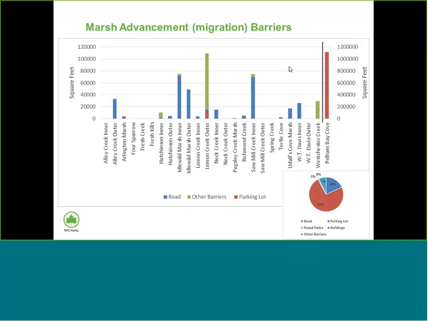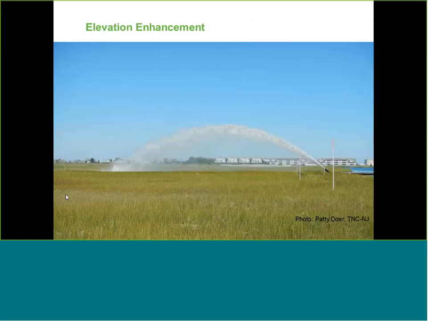Again, looking across the city, seeing the different types of flooded barriers. It is mostly roads as well as parking lots, and it's a little skewed because of the site in the Bronx, where it is immediately adjacent to a very large parking lot at a beach. So that's what it looks like across the city. And these other barriers are mostly buildings or paved walkways.